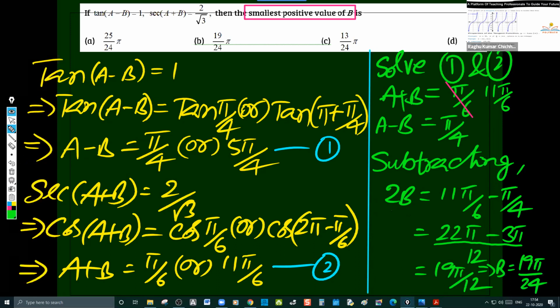Just see that a little twist is there in the question, because the general tendency of the student is that if tan of A minus B is equal to 1, definitely everyone will write A minus B is equal to pi by 4. But you will not prefer to write 5 pi by 4. Of course, in this case, it was not useful. But in this case, it must be there. So cos of A plus B root 3 by 2 means you will definitely write A plus B 30 degrees, but you will not prefer to write 11 pi by 6, which is needed there. That is the twist in the problem. So B is equal to 19 pi by 24. So your final answer is B.